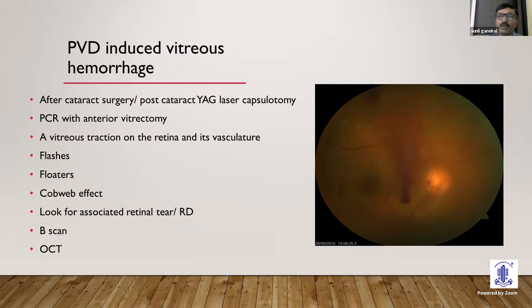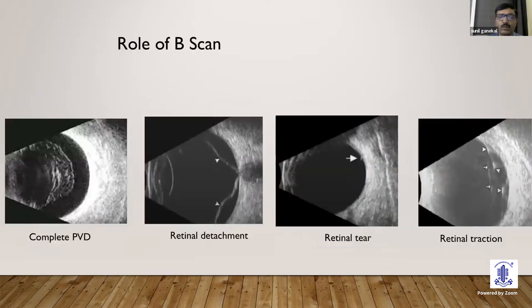Basically, what happens in PVD is that there will be vitreous traction on the retina and its vasculature. The patient may complain of flashes, floaters, sometimes a cobweb-like effect. There could be an associated retinal tear and RD along with the vitreous hemorrhage. So one needs to do a B scan if the visibility is poor, and if the visibility is good, you can resort to optical coherence tomography also.